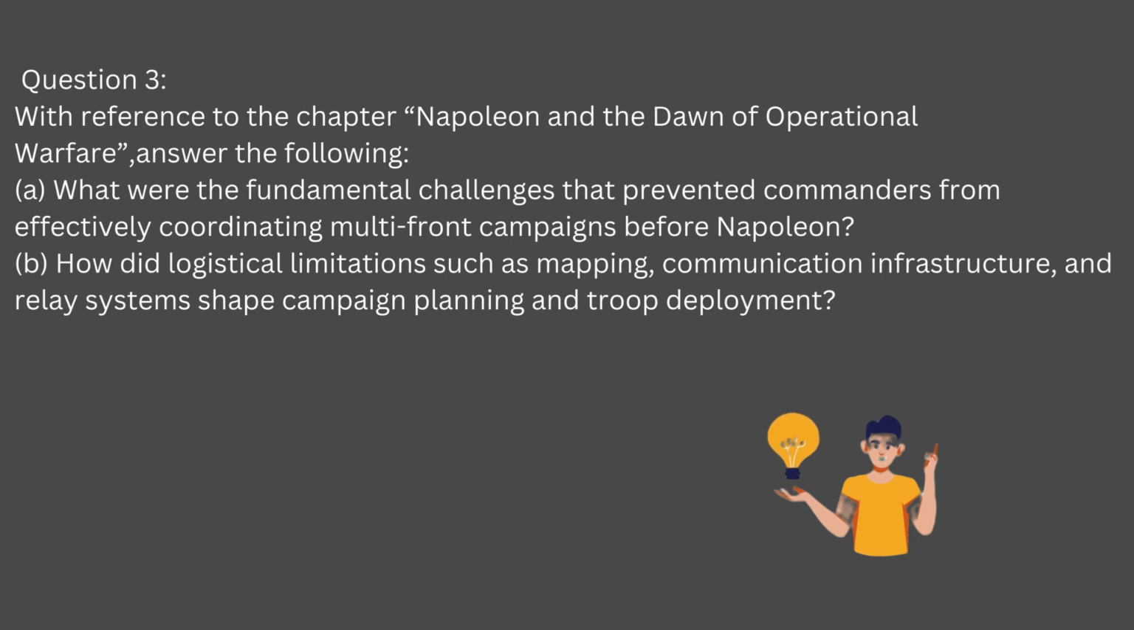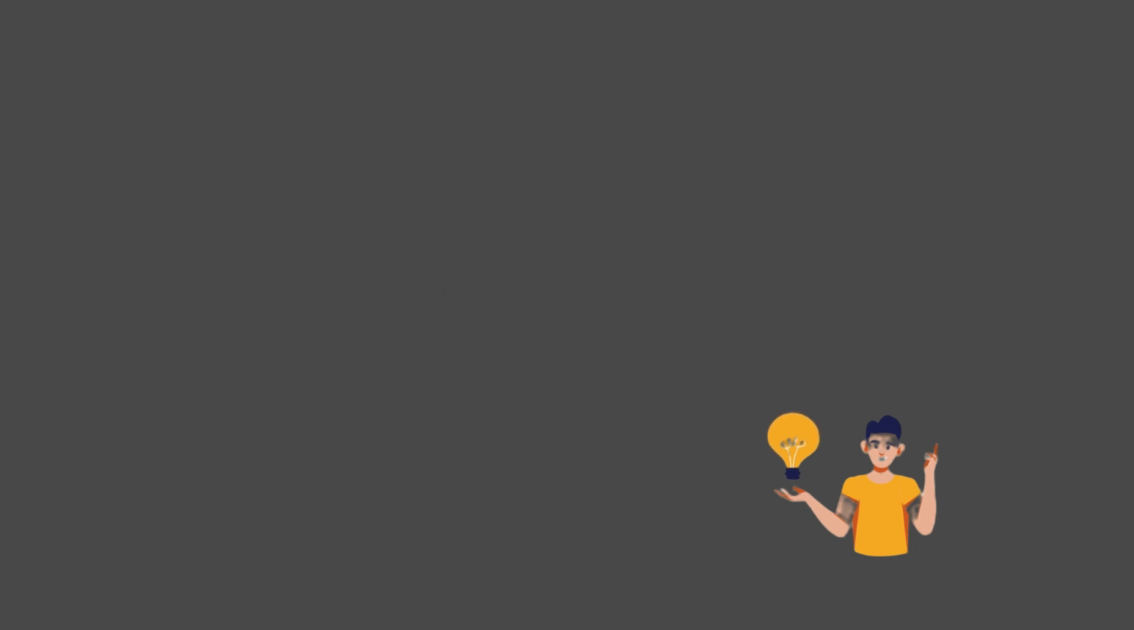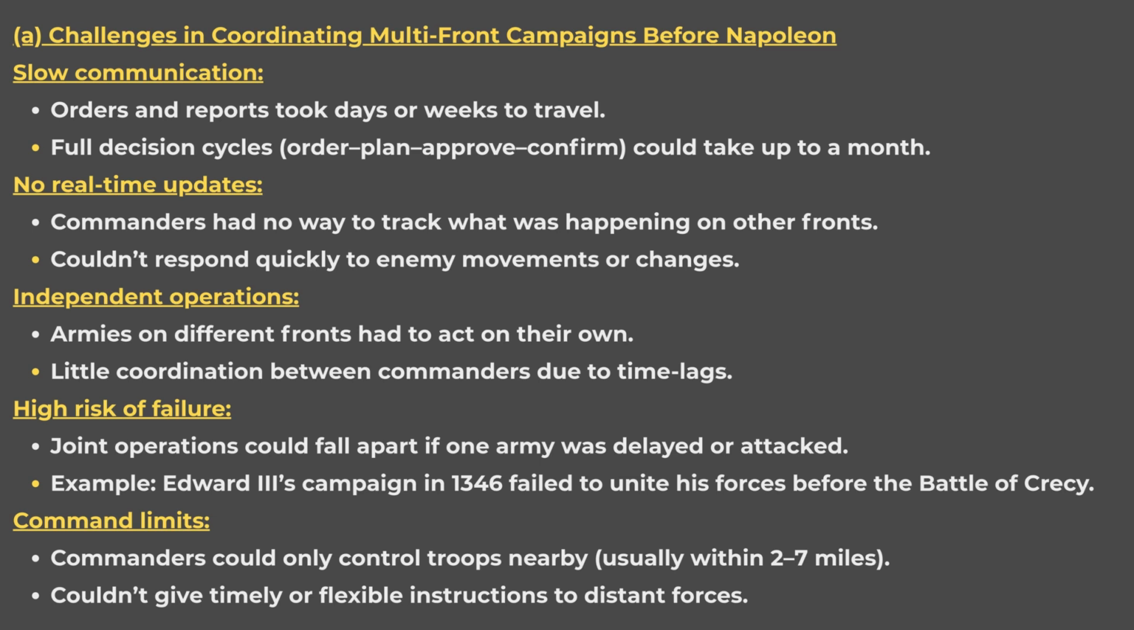The first part of the question asks about challenges in coordinating multi-front campaigns before Napoleon. The biggest enemy back then? Time delays. 1. Slow communication. Orders and reports often took days or even weeks to reach other armies. A full decision cycle, to send an order, wait for a plan, get it approved, and confirm it, could take up to a month. 2. No real-time updates. Commanders had no idea what was happening on other fronts.